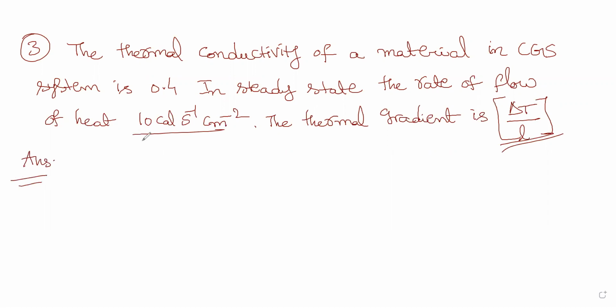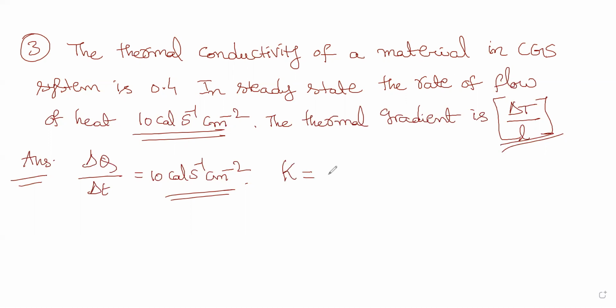They have given, in steady state the rate of flow of heat is delta Q by delta T, that is 10 calorie second inverse centimeter power minus 2. This is what they have given, and the value of K they have given as 0.4. Okay. So here what we have to calculate is delta T by L.